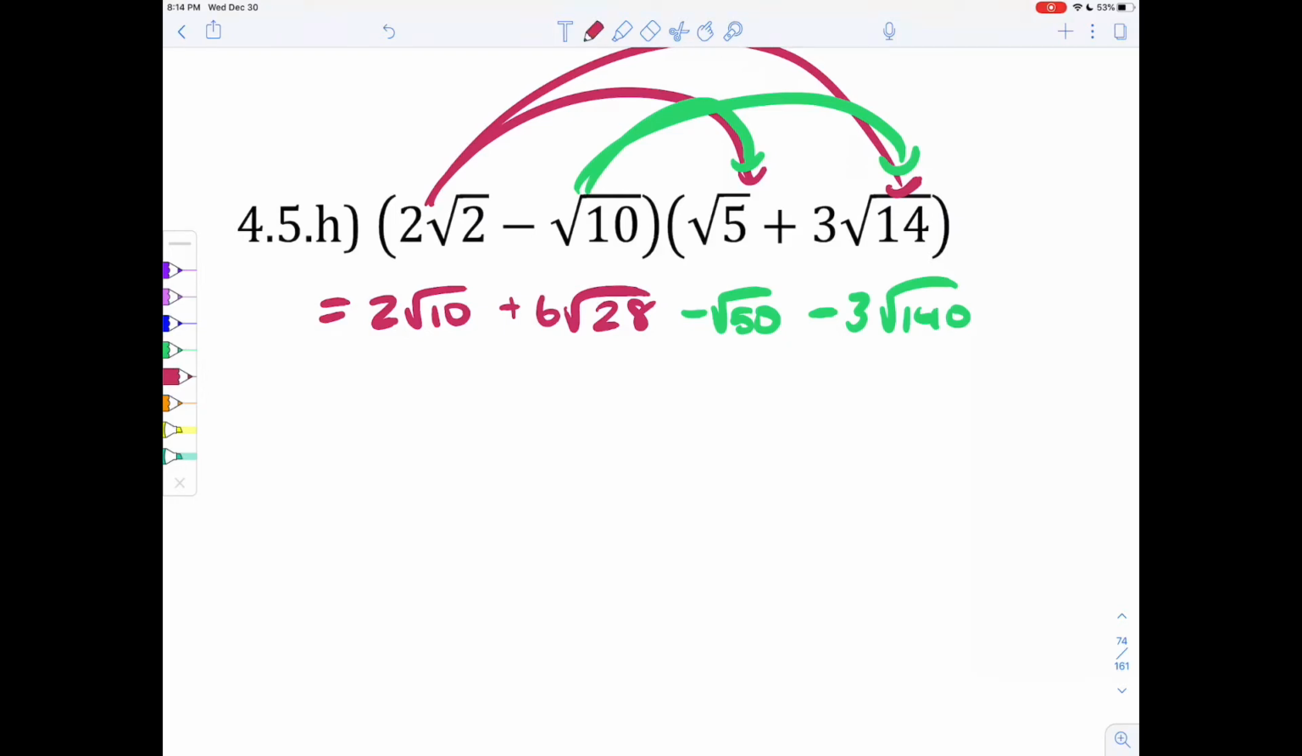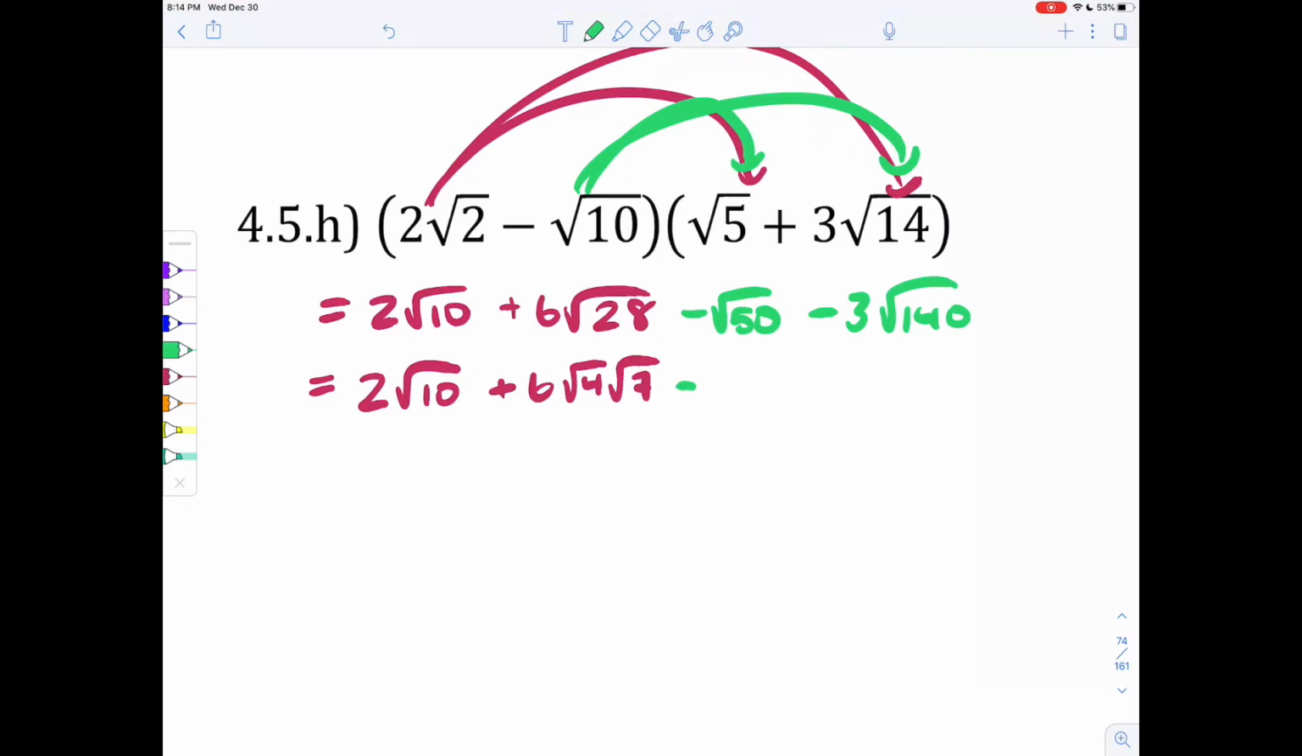With this, the distribution's done, but now I'm going to simplify. Taking a look at my first term, 2 root 10, well, 10 doesn't have any factors that are perfect squares because I'm dealing with square roots, so that one is done. Next one, 28. The factor that's a perfect square is 4, so I have 4 times 7, so that's 8.